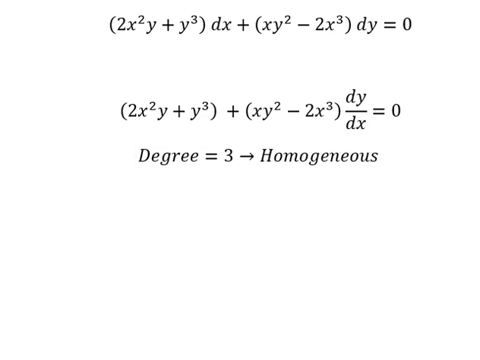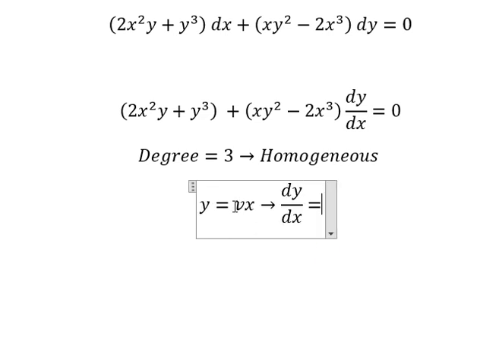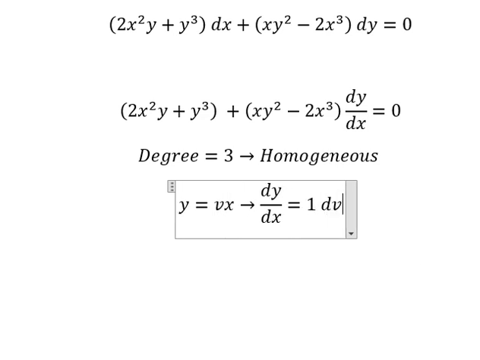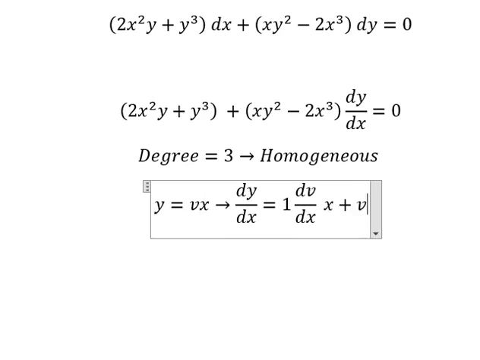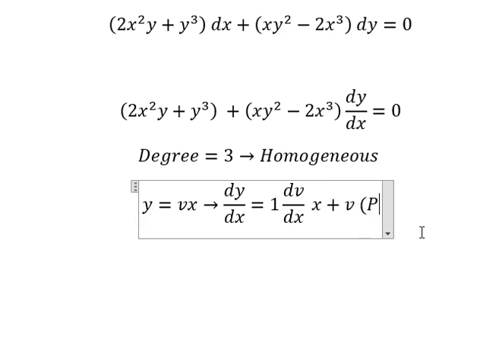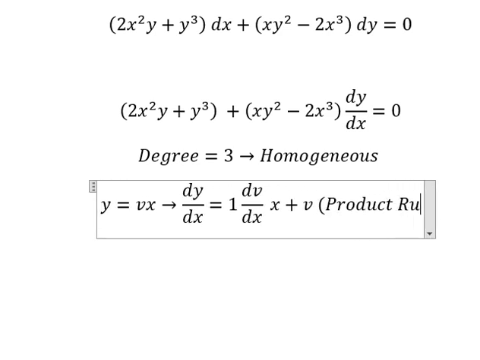Now I will put y equals to vs. Later we need to do first the derivative for both sides, and we have like this. First derivative of v, we have number 1 dv over ds multiplied by s. First derivative of s, we have number 1, so we have v, and this is about the product rule of the derivative.